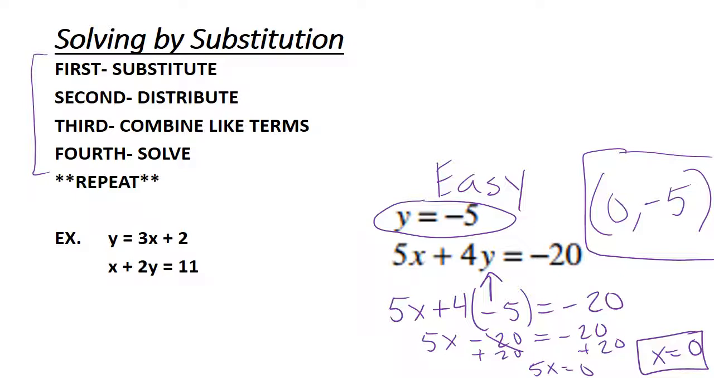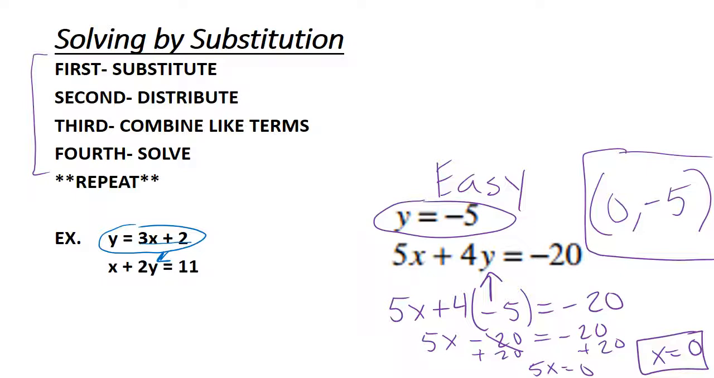All right, so that was an easy one. We didn't have to do a whole lot. For this next one, we're gonna have a little bit more to do. So once again, on this top equation, I have a variable by itself. The bottom equation, I've got x and y on the same side, so I'm not gonna use that one. I take what y equals, all right? So y equals 3x plus 2. I'm gonna plug that in for y, okay?